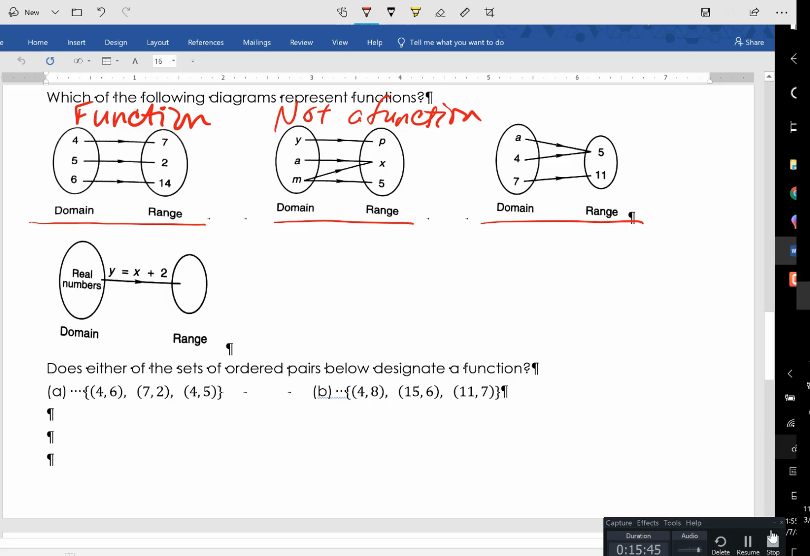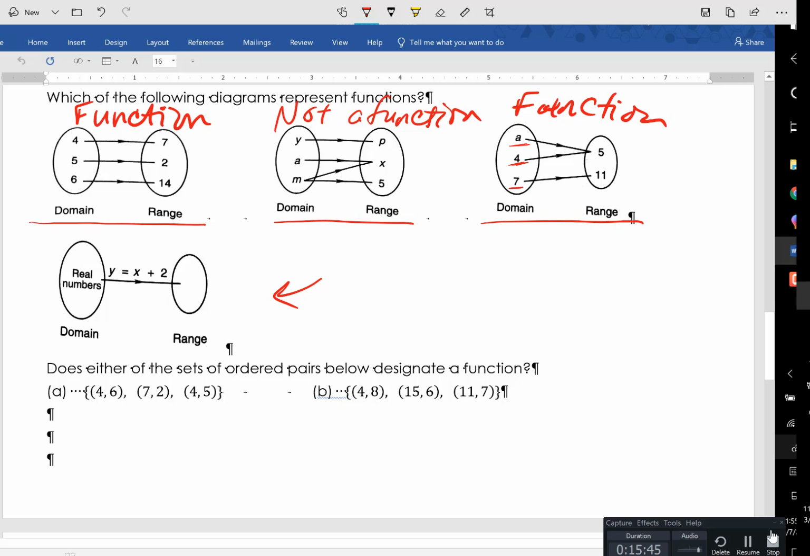Look at this one. Look at each member of the domain. A is mapped to exactly one member of the range. 4 is mapped to exactly one number of the range. That's 5. 7 is mapped to exactly one member of the range, so that is a function. That's perfectly fine. All right, look at the last one over here. It says your domain is all real numbers. Could be anything.